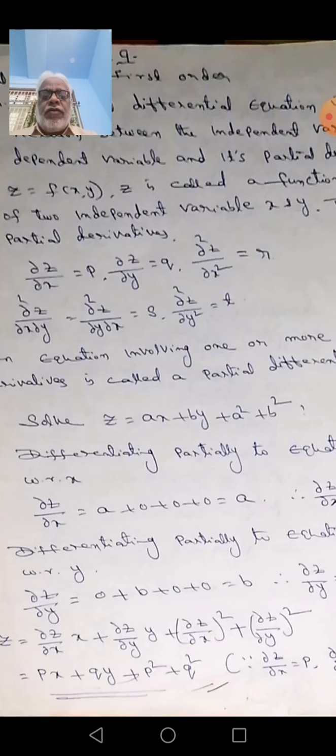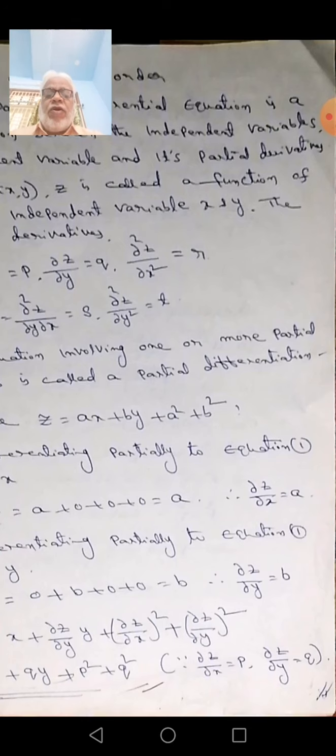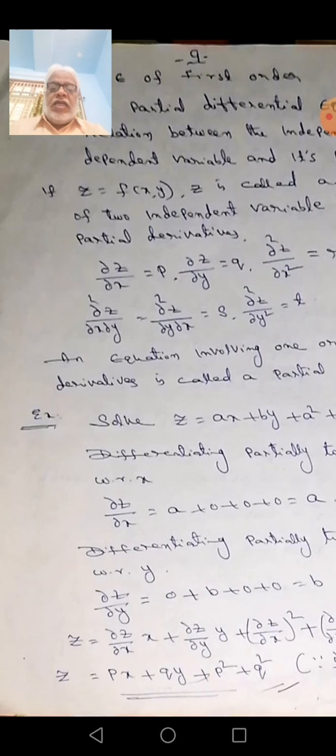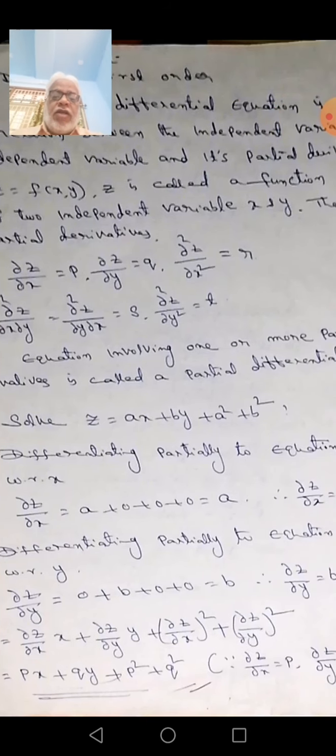So z is equal to ∂z/∂x into x plus ∂z/∂y into y plus a square, that is (∂z/∂x) whole square, plus b square, that is (∂z/∂y) whole square. Because the value of ∂z/∂x is equal to a and the value of ∂z/∂y is equal to b, we just substitute here. Z is equal to ∂z/∂x of x, ∂z/∂y of y plus (∂z/∂x) whole square plus (∂z/∂y) whole square.